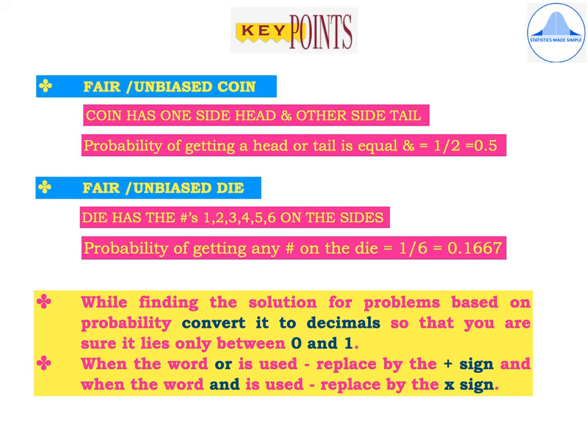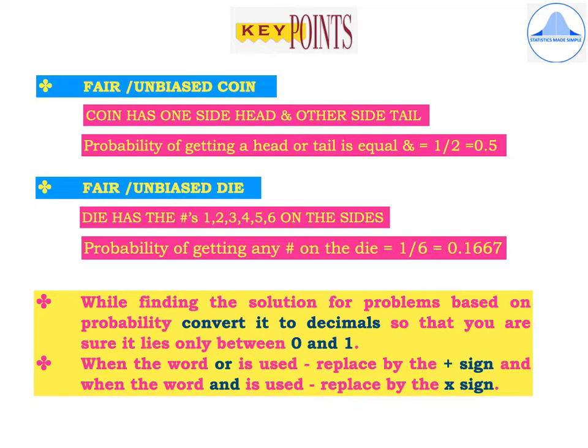Following are some of the key points which you should remember throughout the probability chapter, and it's very useful even for the random variables chapter. Now let me first start with a fair or unbiased coin. A fair or unbiased coin is a coin which has on one side head and the other side tail, and the probability of getting a head or a tail is equal to half, which is equal to 0.5.